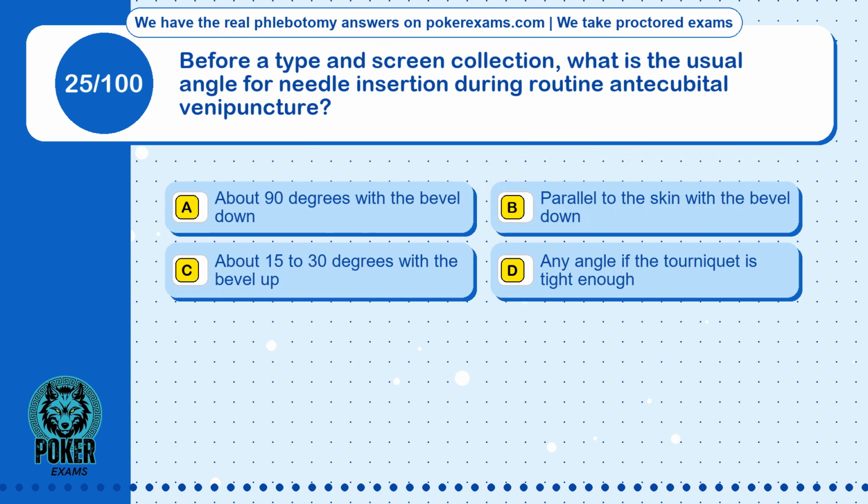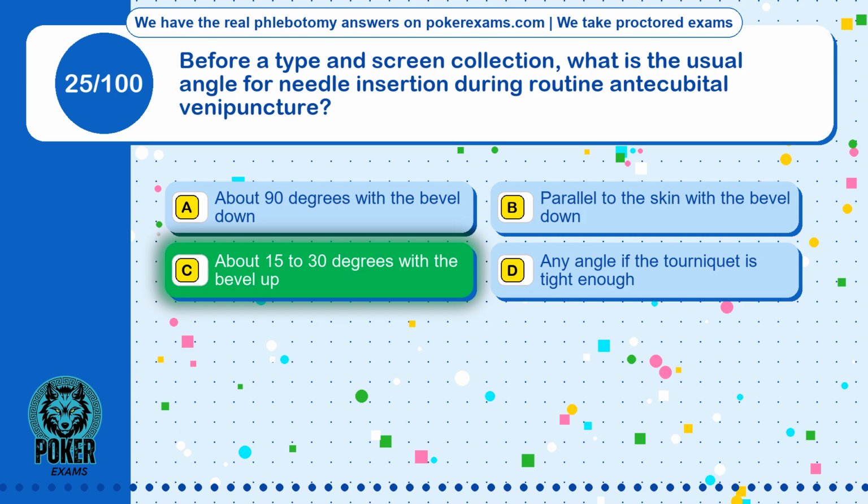Question 25. Before a type and screen collection, what is the usual angle for needle insertion during routine antecubital venipuncture? Option A. About 90 degrees with the bevel down. Option B, parallel to the skin with the bevel down. Option C. About 15 to 30 degrees with the bevel up. Option D. Any angle if the tourniquet is tight enough. The correct answer is option C.